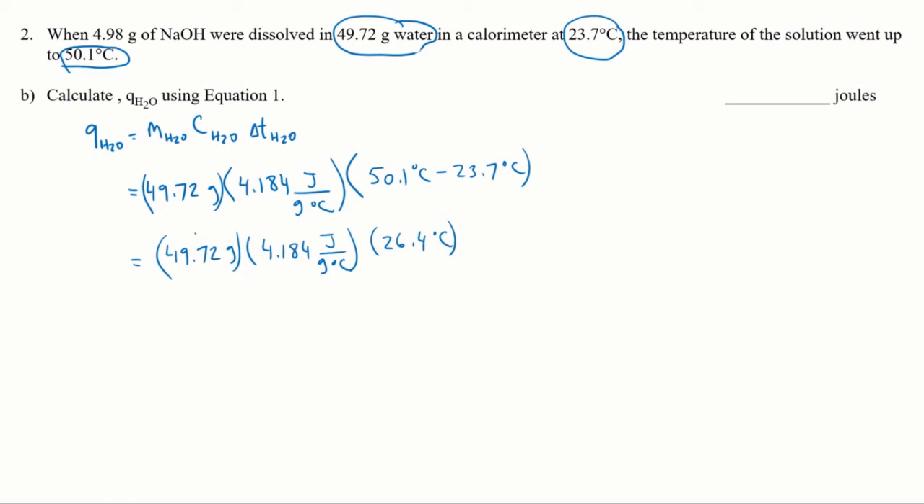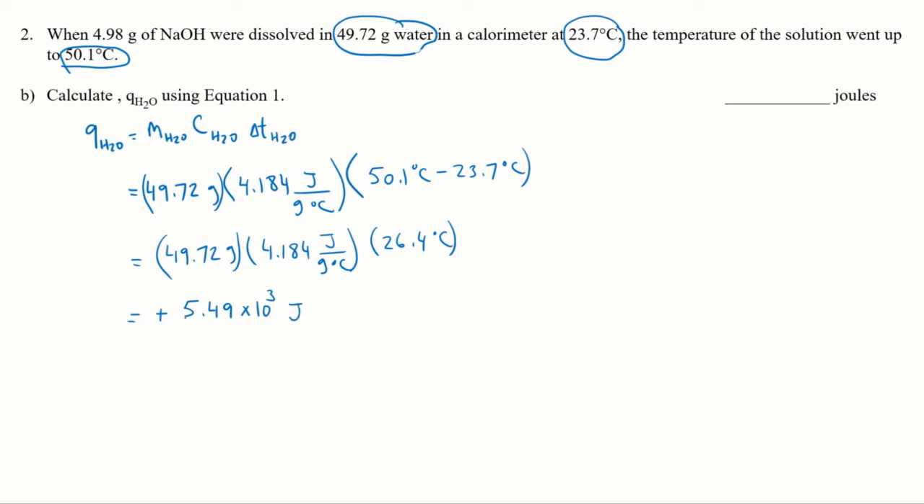Here I have everything positive. The mass, of course, is positive. My specific heat of water is positive. My change in temperature is positive. So I will have a positive value for Q, and if I calculate everything and punch the numbers into my calculator, I will get a value of 5.49 times 10 to the 3 joules.